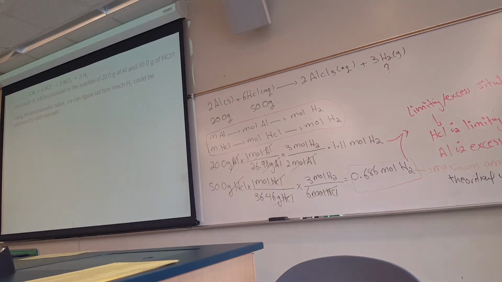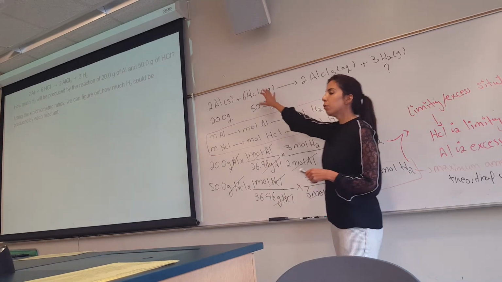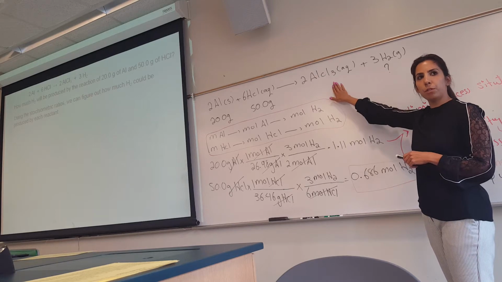How would you find the amount of aluminum chloride in here? You would have to do stoichiometry for aluminum chloride as well, the way we figured out for hydrogen. Which reactant do I use for this, aluminum or hydrochloric acid? You would use the limiting reactant. Very good, you're going to start with 50 grams of hydrochloric acid. You do a mole to mole ratio to figure out how much aluminum chloride would be produced.